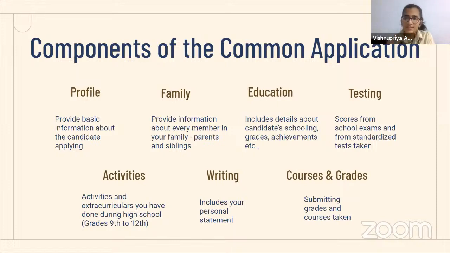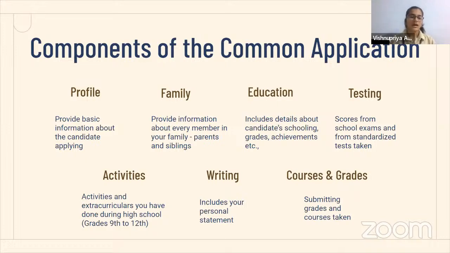The fourth one is testing. Testing is all about standardized tests that have been taken, or school tests also, but it's mainly about standardized tests. So if any student has taken the SAT or the ACT, they can self-report scores here, or they can officially send a report through College Board. But to self-report, this is the way. Some schools do accept self-reported scores. So that is how you do testing. And it also has an academic section where you can report scores about your academics.